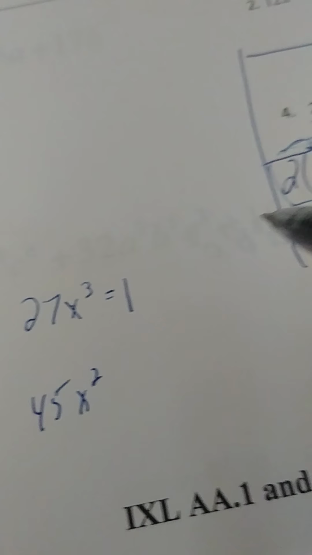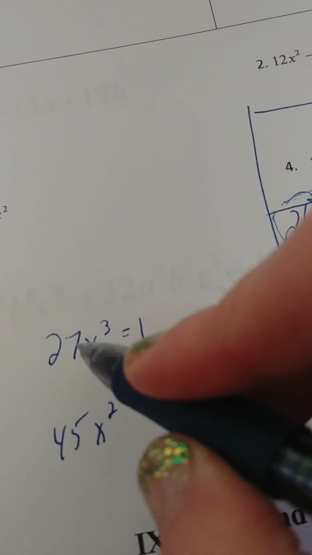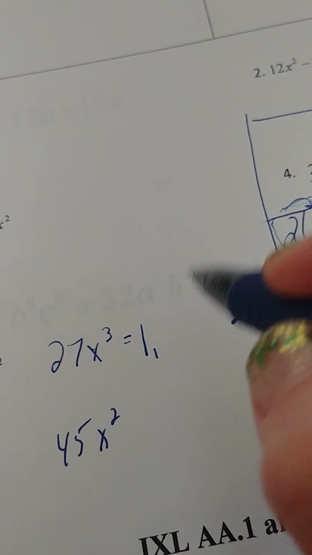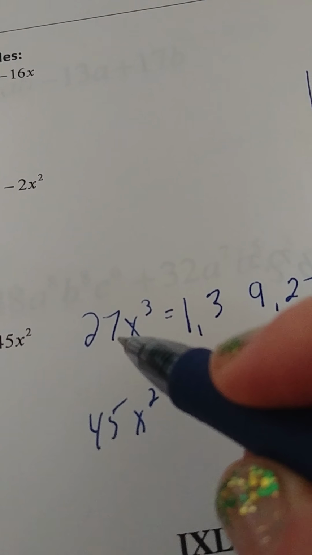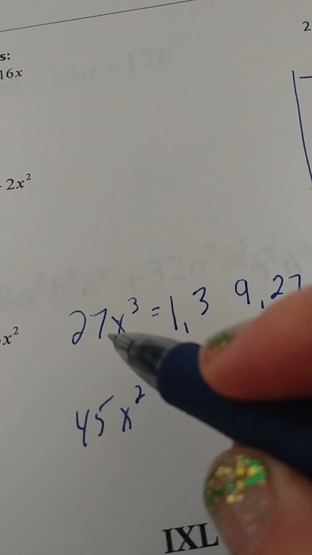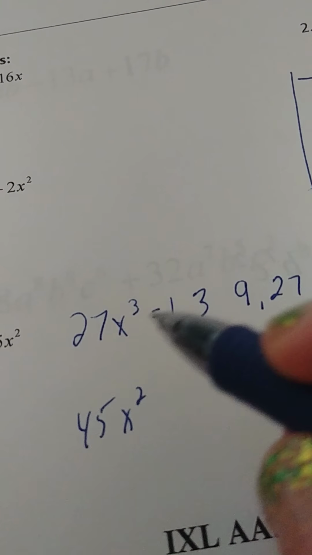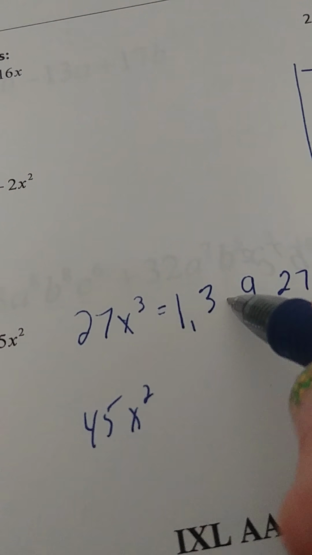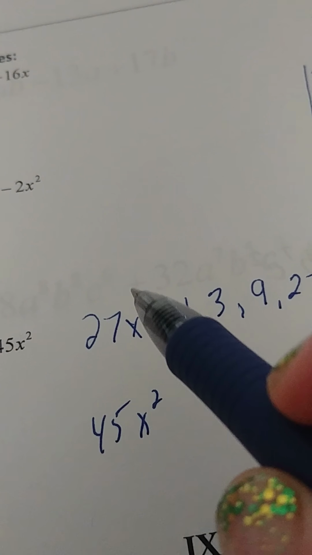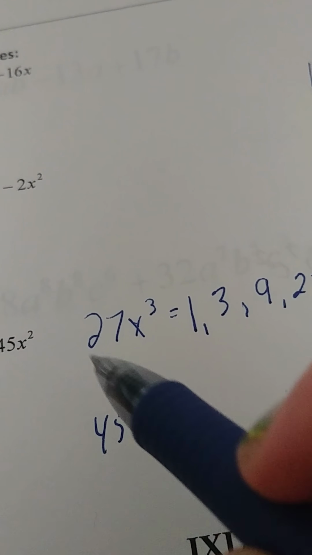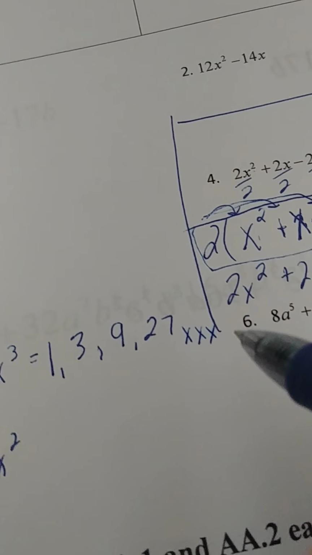I have 1 and 27. It doesn't divide by 2 because it's not even. It does divide by 3, 3, and 9. So I'm going to think, does it divide by 4, 5, 6, 7, 8, or 9? And it doesn't. But if you're not sure, you're going to grab your calculator and do 27 divided by 3, 27 divided by 4, 27 divided by 5, and make sure. And then I have 3 x's as part of my answer.